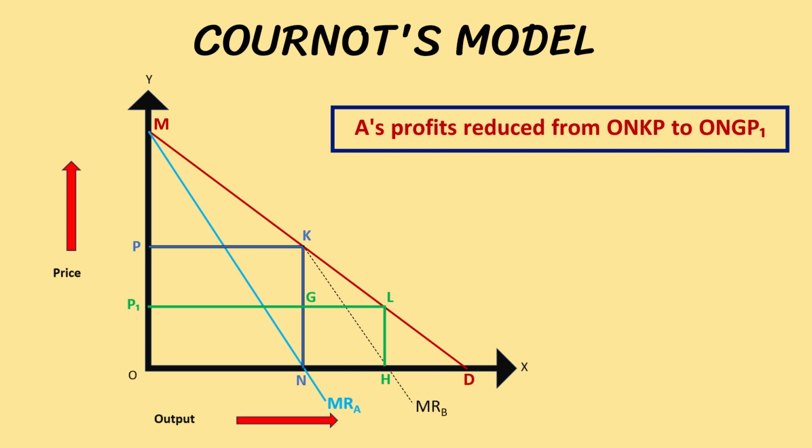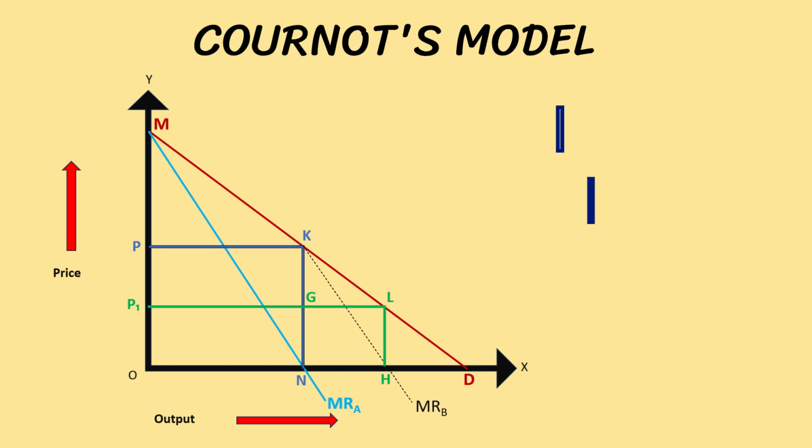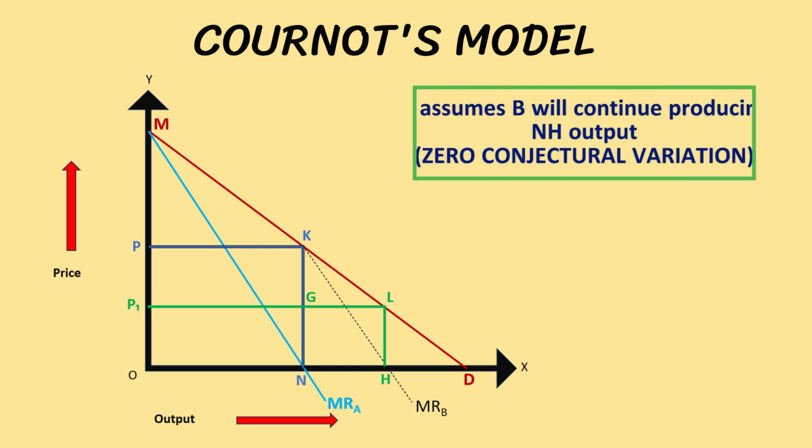Since the firm's motive here is profit maximization, but A's profit, as we can see, has fallen because of B, A will reconsider the situation with the motive to earn profits. Again, zero conjectural variation comes into this situation. Now, firm A will assume that firm B will not react if A plans to change the ON level of output. Firm A will assume that firm B will continue producing NH quantity of output if it changes its output from ON to something else.